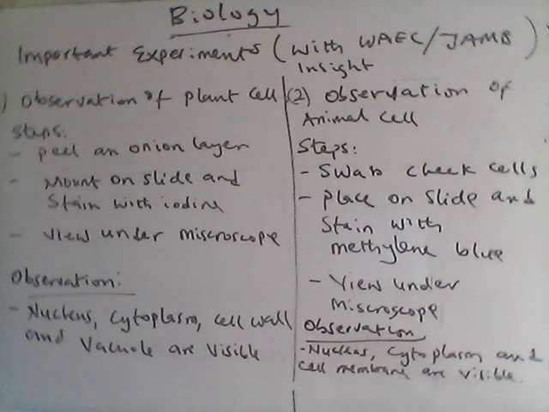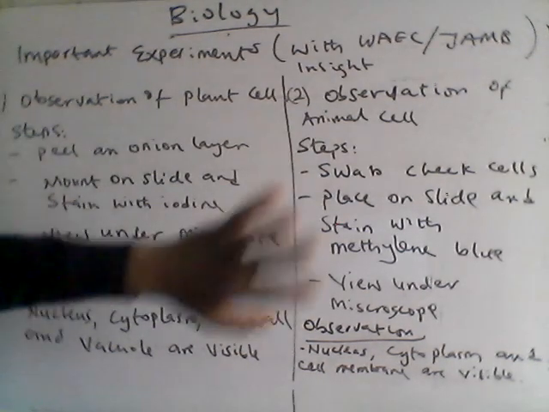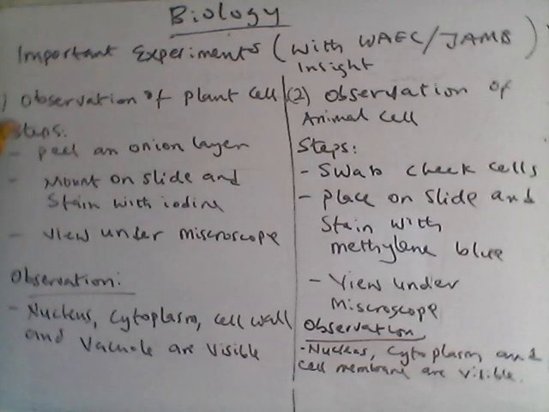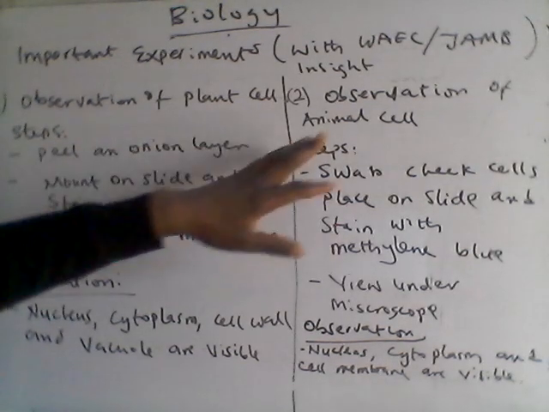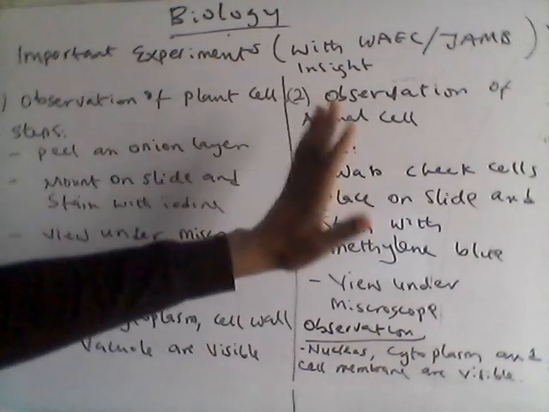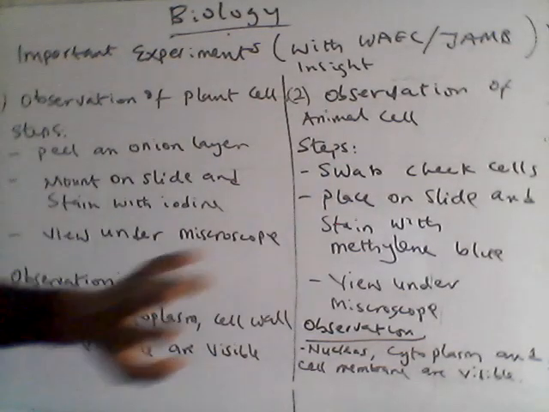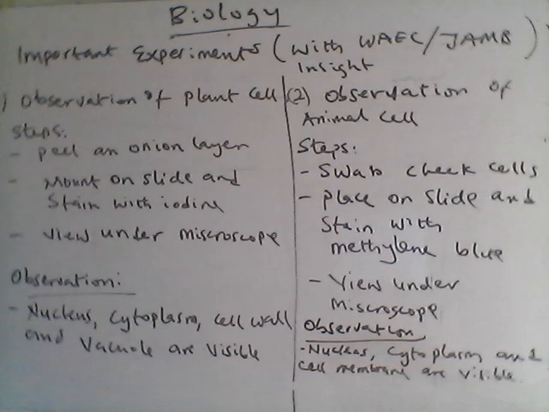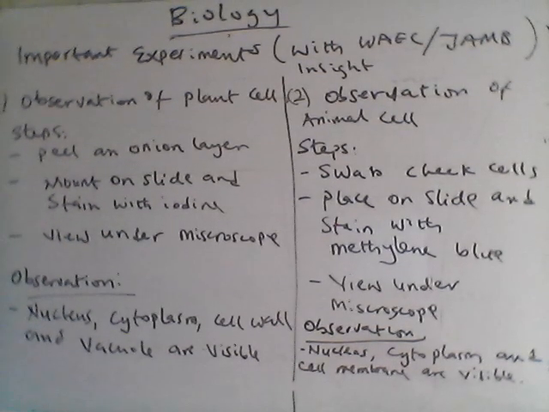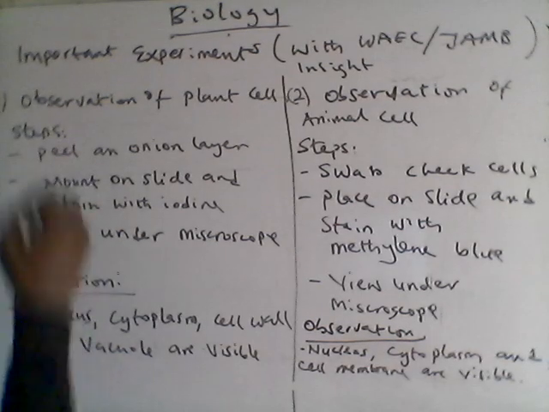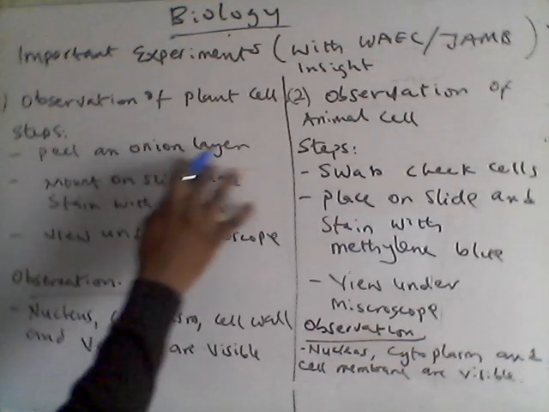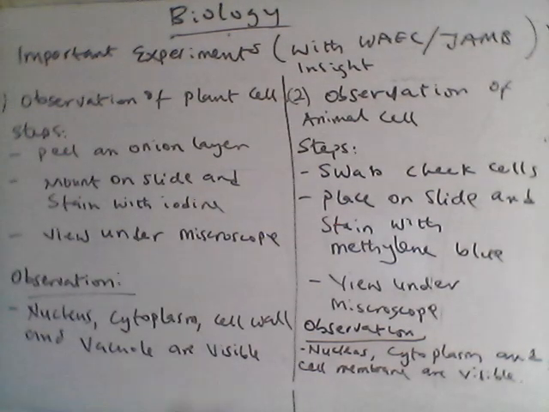Okay, so we're going to be doing important experiments in the biology lab to, one, observe plant cells, and to observe animal cells. I just segmented each of the two so that you can know the difference. So if I want to make an observation on plant cells, for instance, the steps I'm going to take is, number one, I would, for example, peel an onion layer. Just take one layer of the onion, peel it.